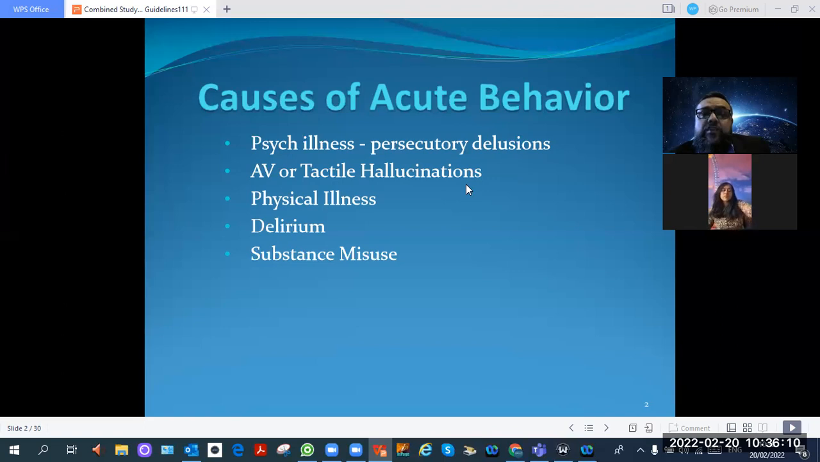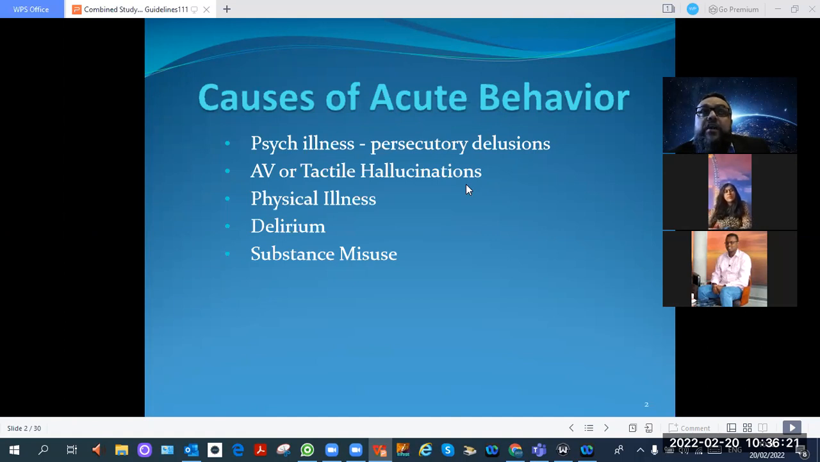So, psychiatric causes, the auditory and tactile hallucinations, then physical illnesses. Physical illness sometimes can result in delirium, or due to pain or withdrawals, the patient may be agitated and can behave like that. And then substance misuse is another thing.